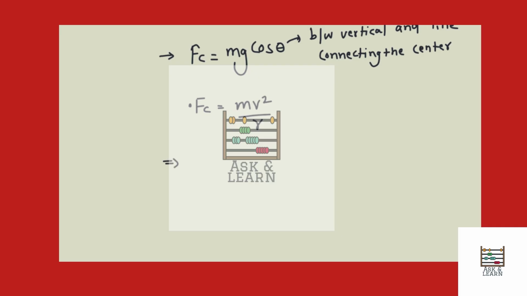Now at the point where the ball leaves the track, we can set the two equations above equal to each other and solve for the velocity of the ball. So mg cos theta is equal to mv squared by r, and from here the velocity v comes out to be the square root of g r cos theta.